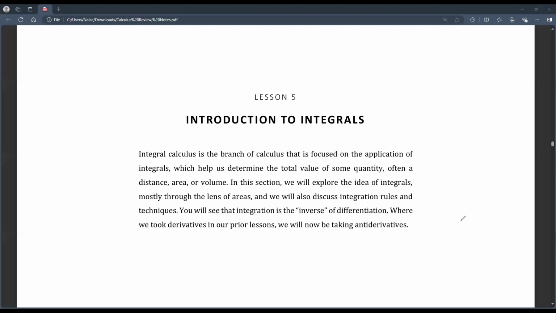Welcome back, everyone. Lesson 5 is an introduction to integrals, and in this section we will first view integration through the lens of area. Then, we will discuss how to integrate functions by taking antiderivatives.